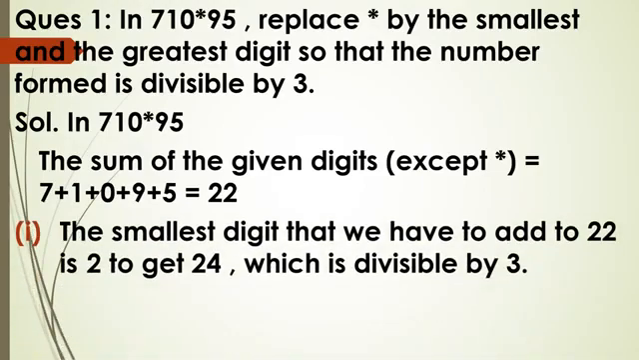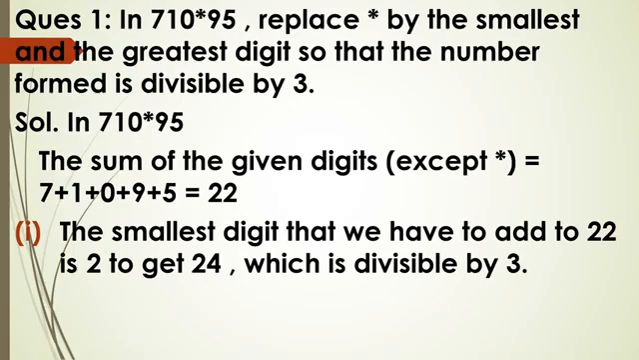If we add 1, then it will become 23, and we know 23 is not divisible by 3. If we add 2, it will become 24. So 24 is divisible by 3. So the number formed is, in place of star, we will write 2. It is 710295, which is divisible by 3. We have replaced star by 2. So the smallest number is 2, which makes the given number divisible by 3.